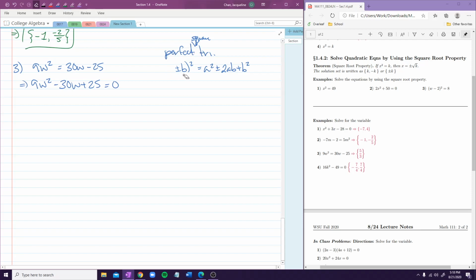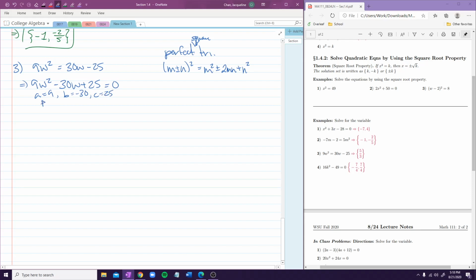Okay, sorry. I know having multiple, like the same variables, it gets kind of confusing. So let's say this. Let's say m plus or minus n is m squared plus or minus 2mn plus n squared. Okay, so in this case, a is 9, b is negative 30, and c is 25.